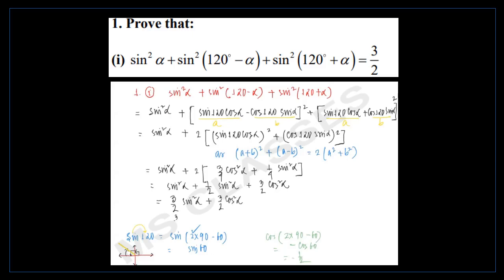Now here 3 by 2 into sine square alpha plus cos square alpha. And that gives us 3 by 2 into 1, which is 3 by 2. Why 1? Because sine square alpha plus cos square alpha will give us 1. So hence the answer is 3 by 2, which is the required.